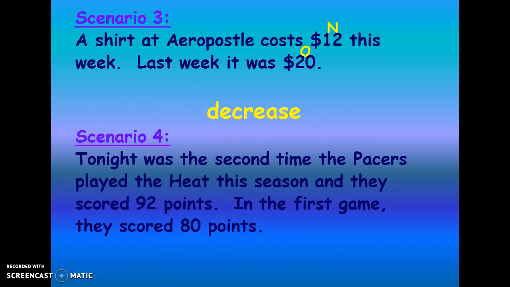For our final scenario, we decided that the first game was our original, and the number associated with the first game is 80. And then we ended at 92. Since 92 is higher than 80, it is an increase. So you can see just by reading these scenarios, we can determine if it represents an increase or decrease before we begin any type of calculation.